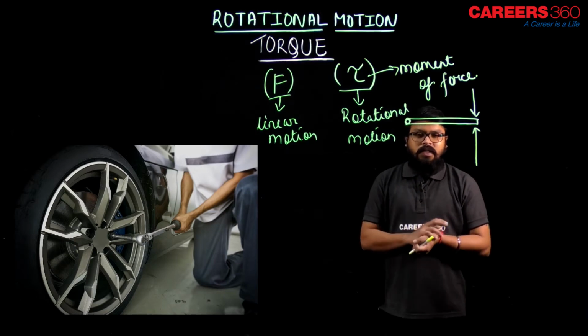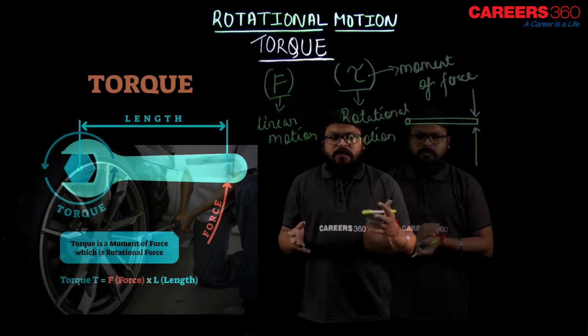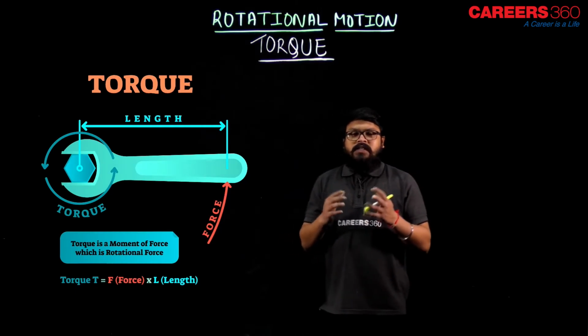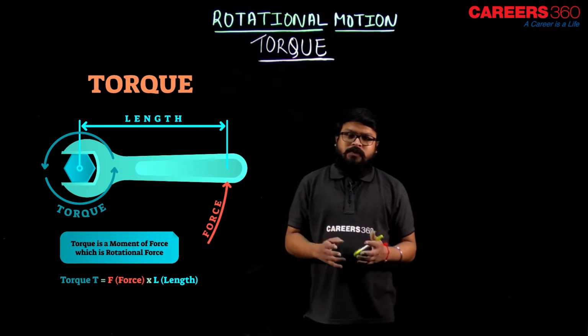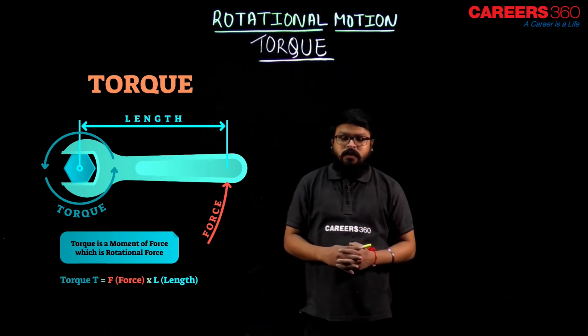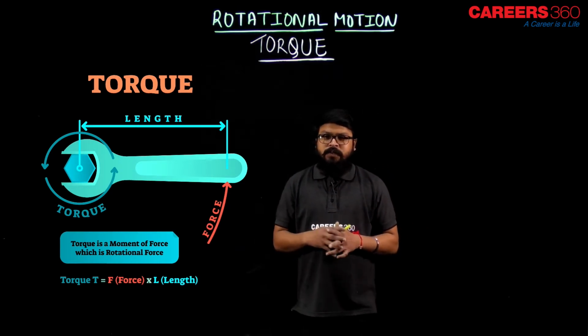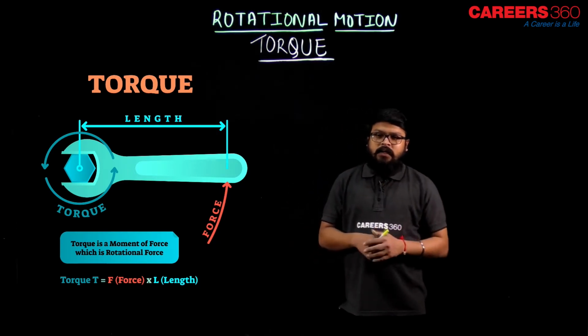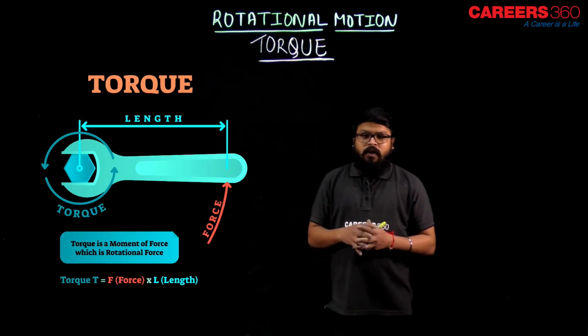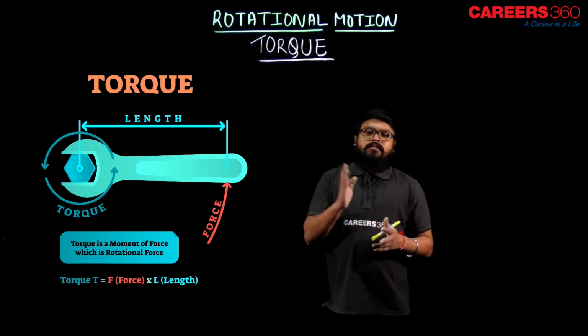Now let us go into a detailed discussion about torque. As we have already discussed, torque is nothing but moment of force. So torque is the force which provides rotational motion to a body. Of course, there has to be one linear force which must be applied at some angle to the length of the body from the fixed point.